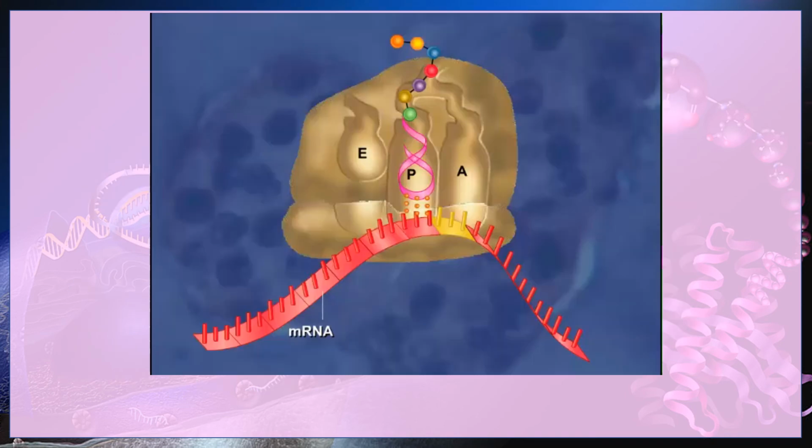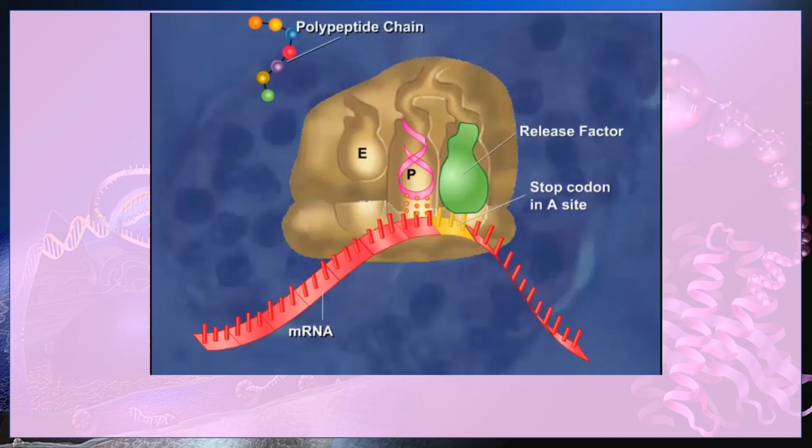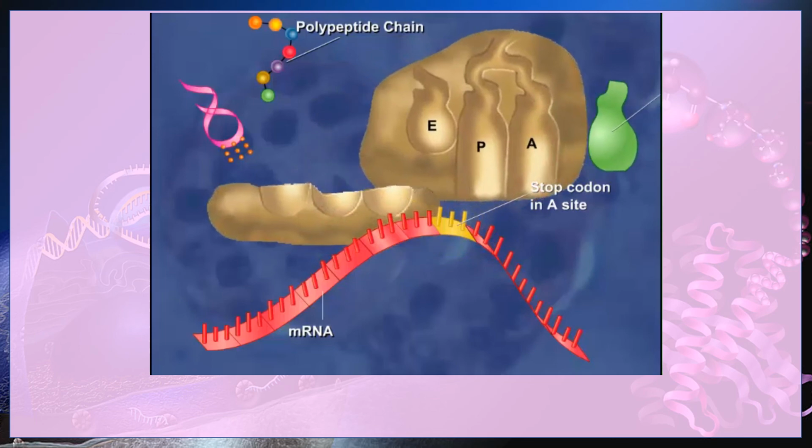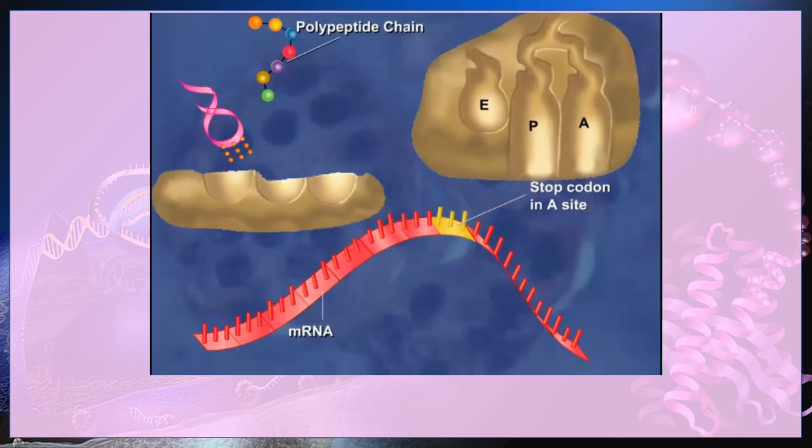Termination begins when a stop codon appears in the A site. Since there is no tRNA corresponding to the stop codon, a release factor binds in the A site. The binding of the release factor causes the polypeptide chain to be cleaved from the tRNA. The polypeptide is released, and then the tRNA is released. In the last step, the 2 ribosomal subunits and the mRNA dissociate from each other. This completes the termination process.